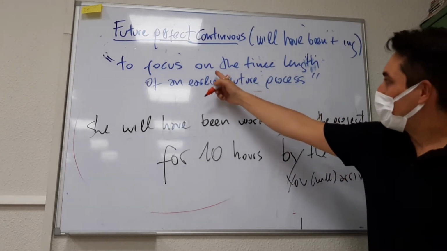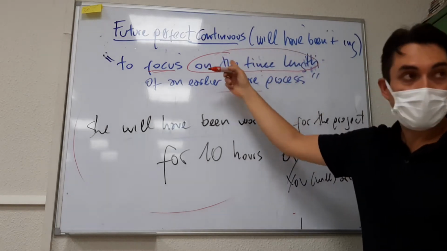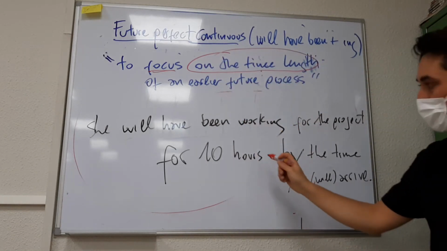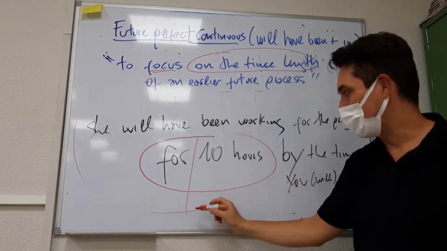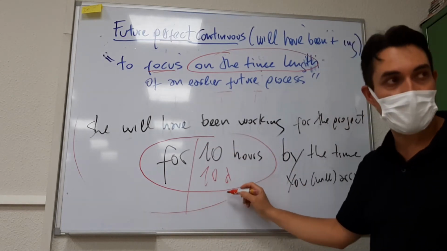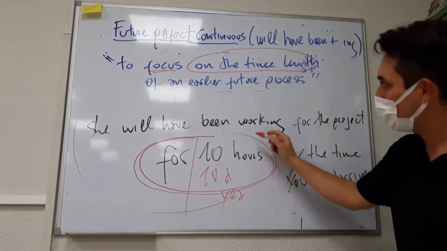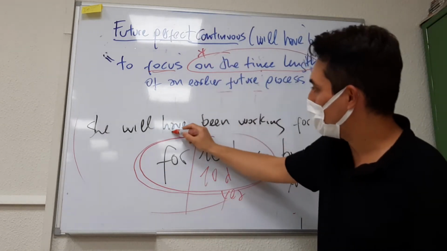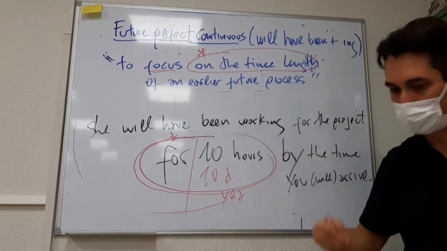What is the focus? On the length of time. What is the length of time? For 10 hours. It could be anything. For 10 hours, for 10 days, for 10 years, whatever. This is the focus. Focus on the time length. For 10 hours, for 20 hours, for 1 day, for 1 year, for 20 years.